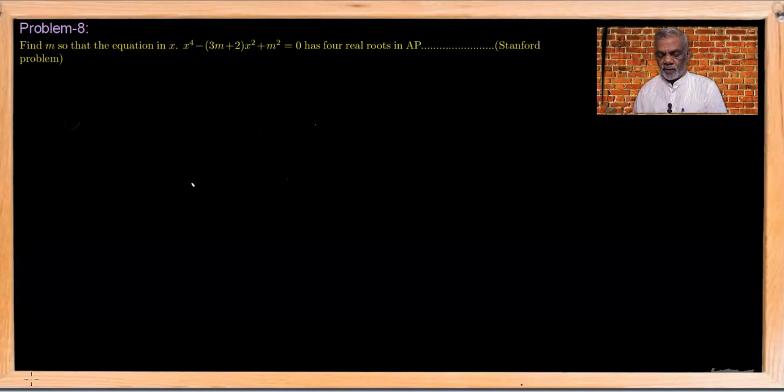Problem 8. Find m so that the equation in x, that is x raised to 4 minus (3m plus 2) into x square plus m square is equal to 0, has 4 real roots in AP. If you consider these 4 real roots, which are in arithmetic progression, we have to find out the value of m here. The solution for this one.